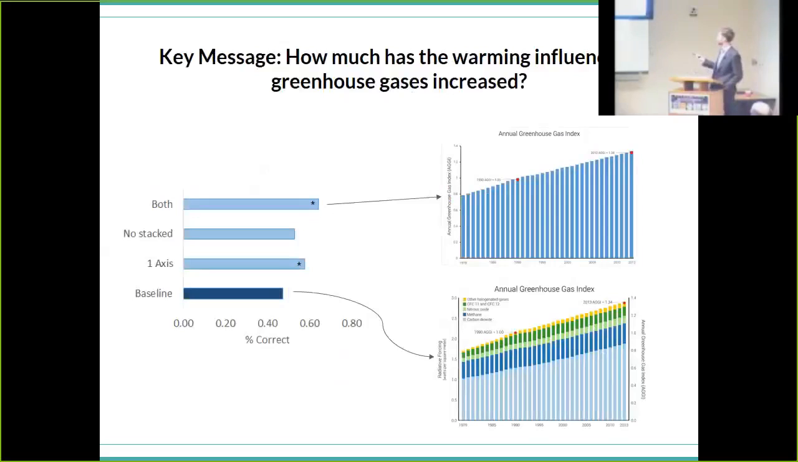It's still, I think, a complicated concept, and there are questions around, if you're communicating with the general public, is something like a greenhouse gas index the best thing to use? But that's a separate question.